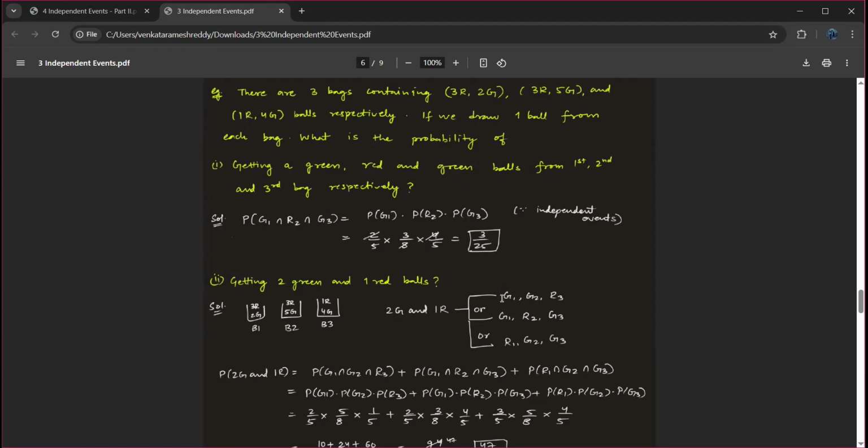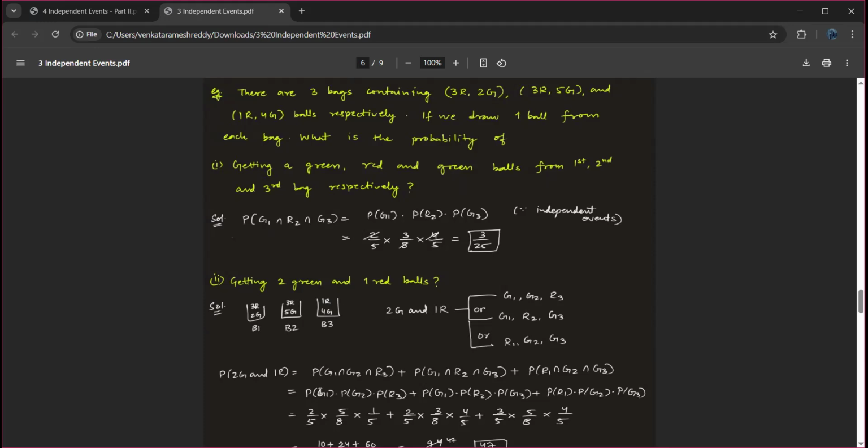Whatever the order, it doesn't matter, but there should be two green balls and one red ball. So these are the various combinations. By using this formula for two greens and one red: probability of G1 intersection G2 intersection R3 plus P of G1 intersection R2 intersection G3 plus P of R1 intersection G2 intersection G3. For these three combinations, I am using this formula.